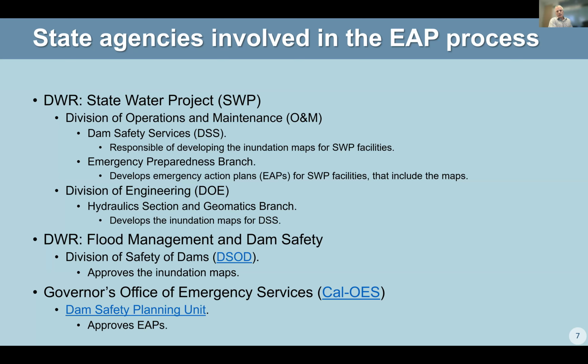Then under another division under DWR is the Division of Safety of Dams. They do many things, but one of their tasks is to approve the inundation maps. So DWR makes the maps, and then there's a regulatory arm of DWR that reviews and approves the maps. And then there's a whole separate agency, Cal OES. They're tasked with reviewing and approving the EAPs, emergency action plans.